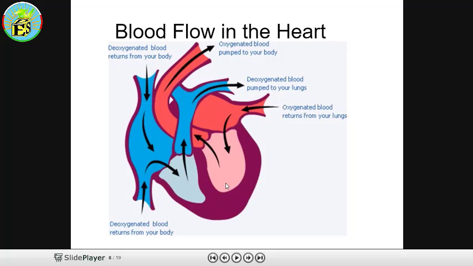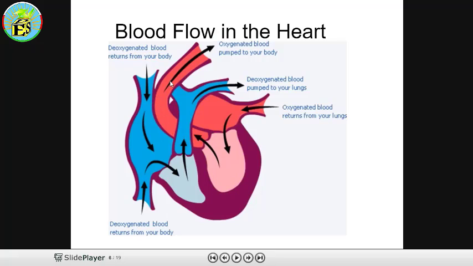If you can check the blood flow, deoxygenated blood from your body will enter from the right atria. You can see the movement of the blood. These are the atria, and from here it will be pumped towards the lungs to get the oxygen. After getting oxygen, it will enter from the left atrium.